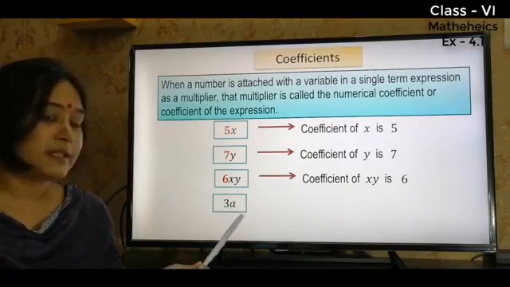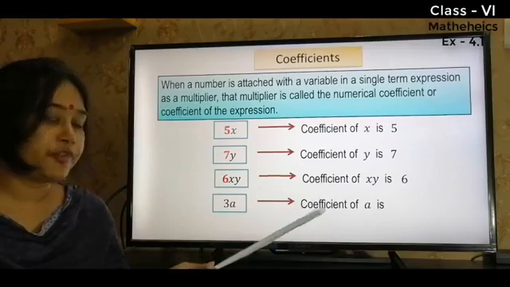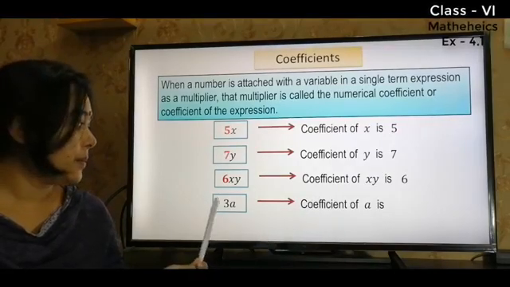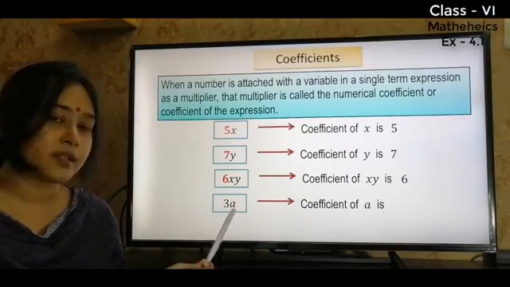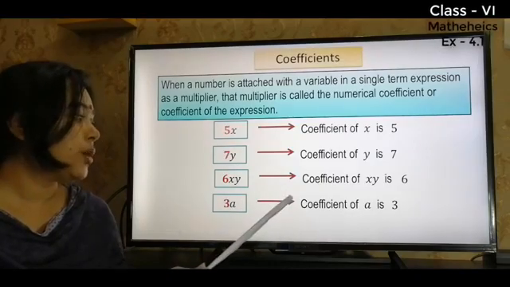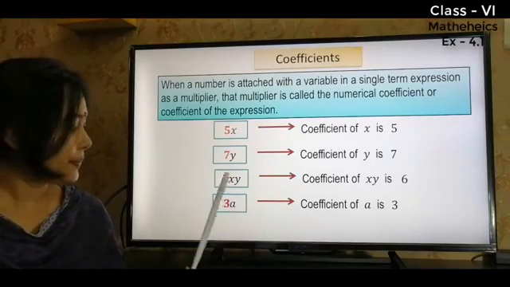Here a is a variable. So what is the coefficient of a? The number attached with a is 3. So 3 is the coefficient of a.